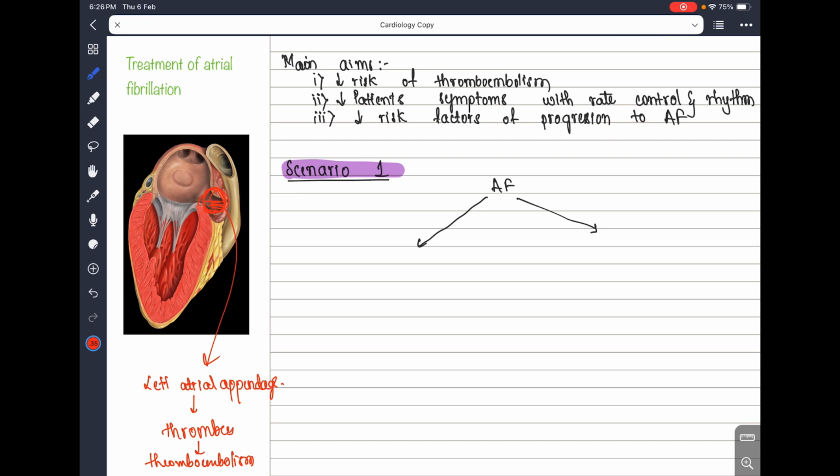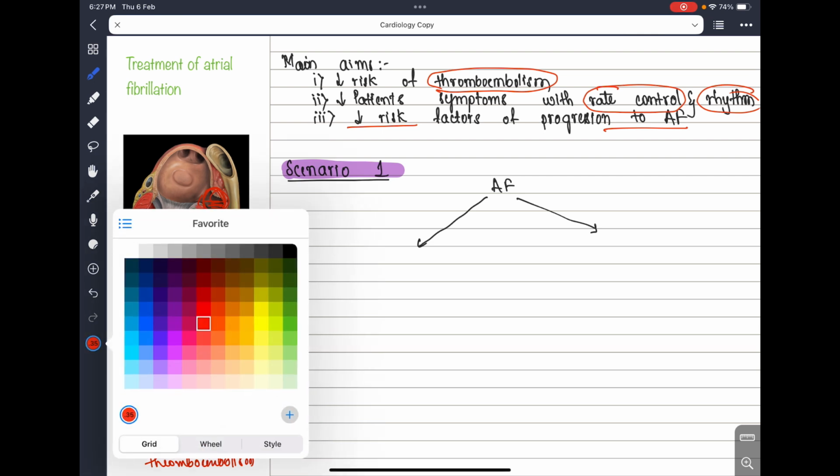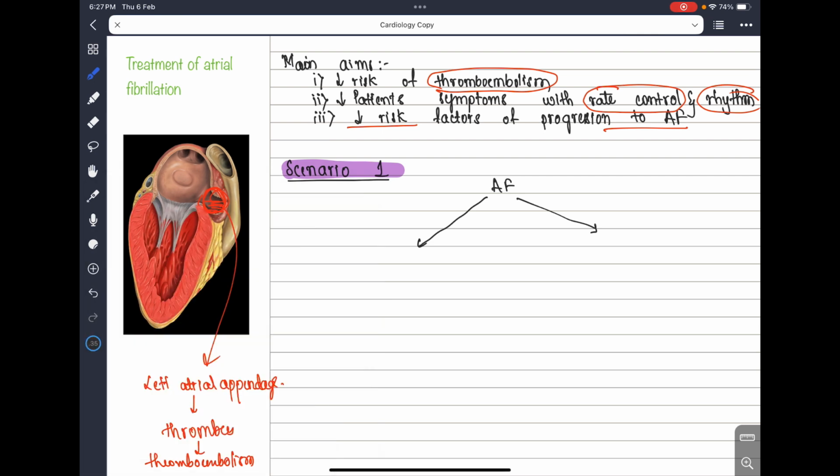One of the important things that you should do in a patient with atrial fibrillation is to reduce the risk of thromboembolism. Apart from that, you should also control the rate and rhythm. Then you should also reduce the risk factors of atrial fibrillation. These are the three important things. Now let's start with scenario 1. Again, the patient has atrial fibrillation.